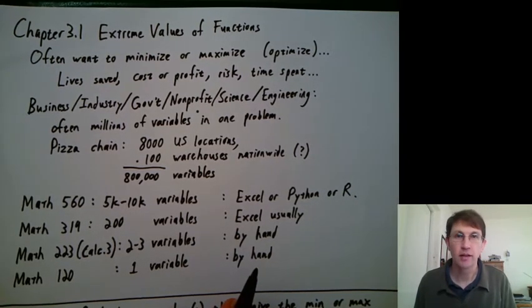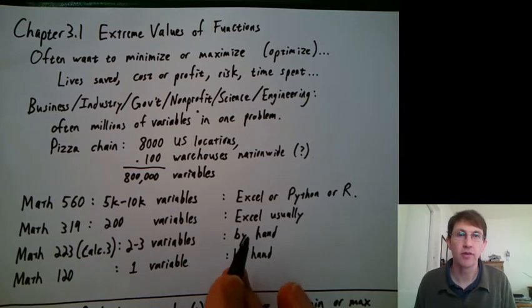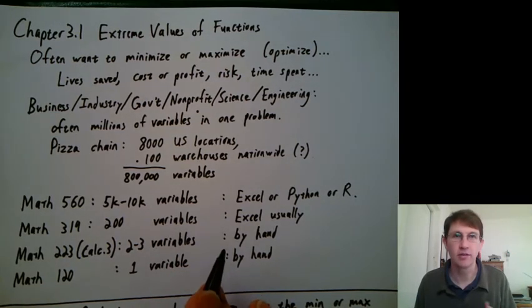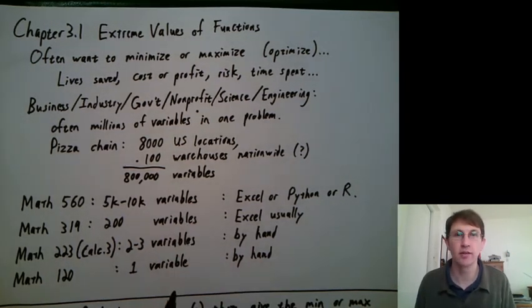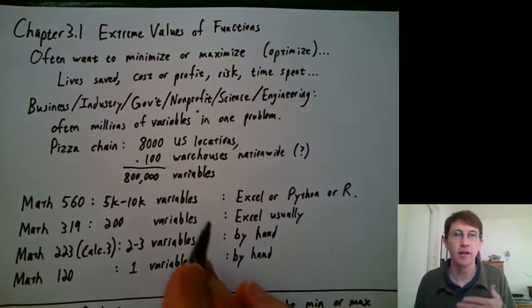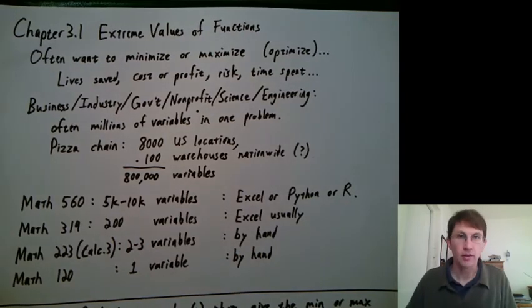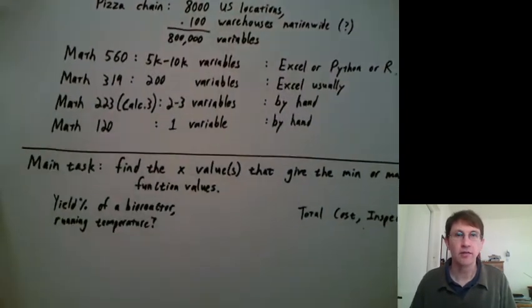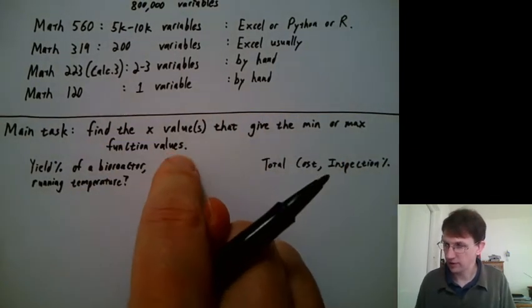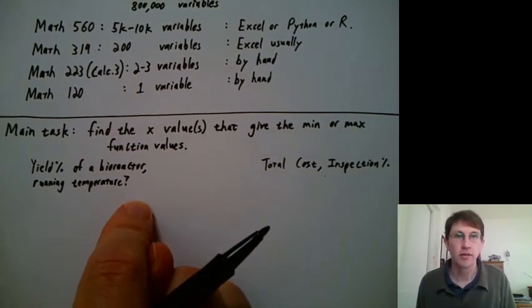And we're doing it by hand so we can take the first step on this ladder of, well, how do we program computers to do what we were doing by hand so they can do all the grunt work for us in these larger problems. So it might feel silly to just do it by hand, but we're understanding the basis of these fancier problems. So our main goal is to find the x values that give the minimum or maximum function values. So let's consider a few examples.